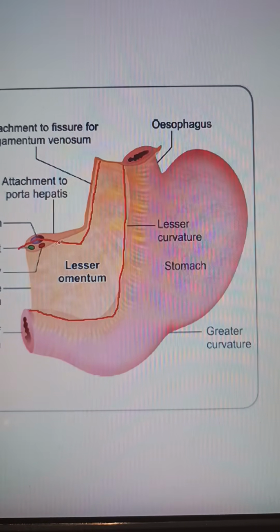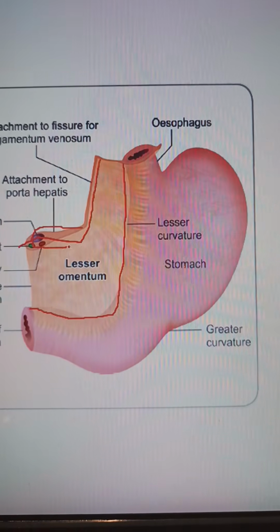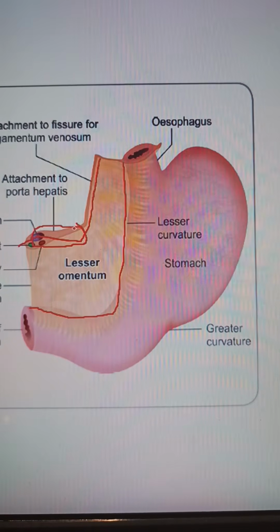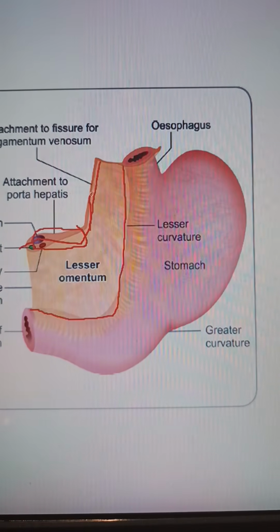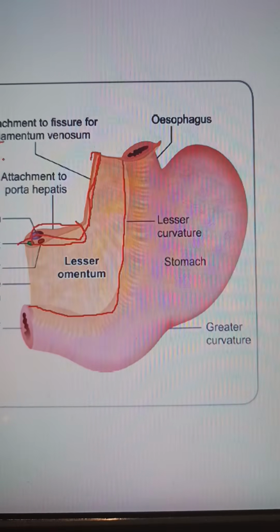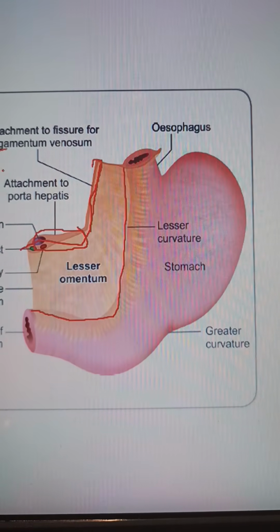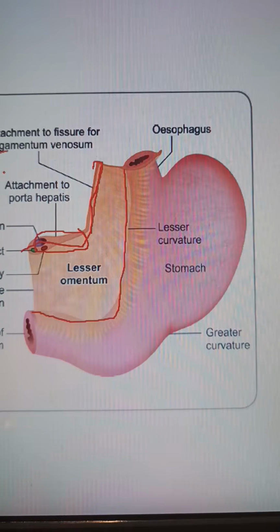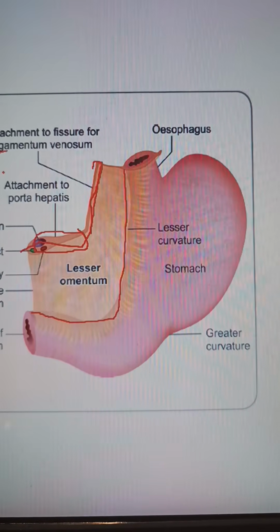You can make out the attachment of the porta hepatis. That is the horizontal limb of the L. The vertical limb of the L has the attachment of ligamentum venosum, that is again an L. So I think by knowing the alphabet L, you can learn a lot of ligaments which are related to the stomach and liver, hepatogastric ligaments.